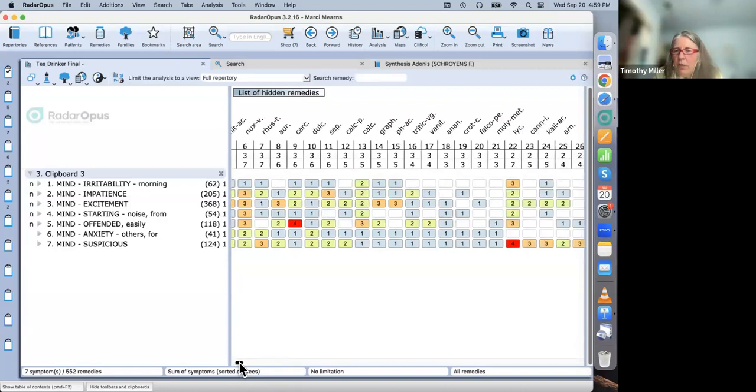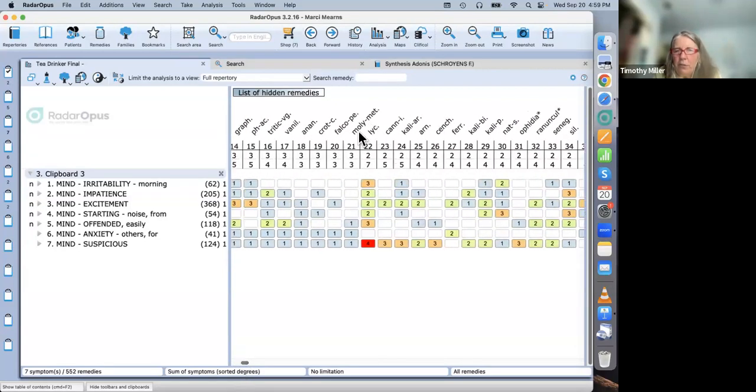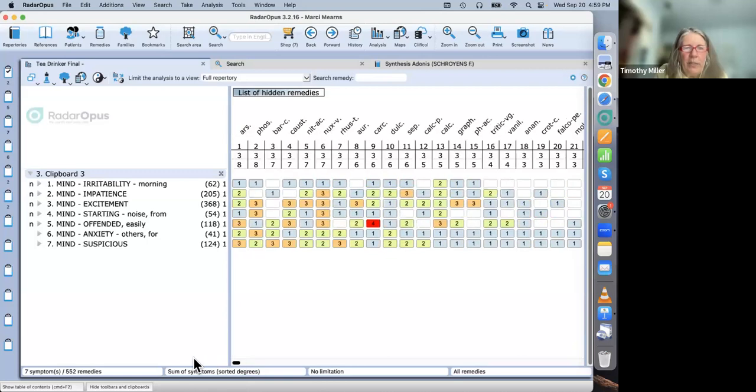How many remedies have we got that appear in 3? Well, we're down to 21 remedies that appear in all 3 of our rubrics. Molybdenum metallicum, for example, is offended easily, anxiety for others, and suspicious. So it's not out of consideration, is it? All right, so we got our mentals.